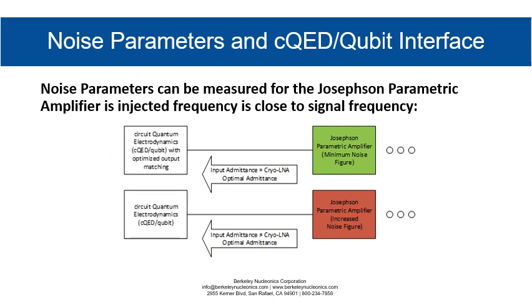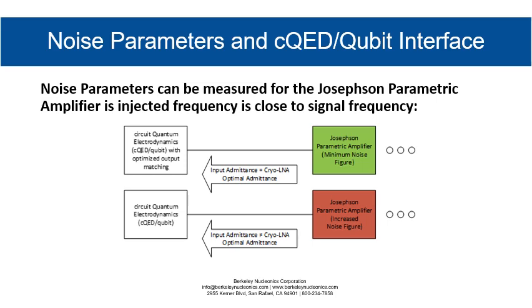Due to Friis's cascaded noise equation, the first amplifier of a receiver chain sets the noise floor of the system, given it has sufficient gain. Therefore, it is desirable to optimize the first stage by measuring its noise parameters. In this case, the first stage is a parametric amplifier.